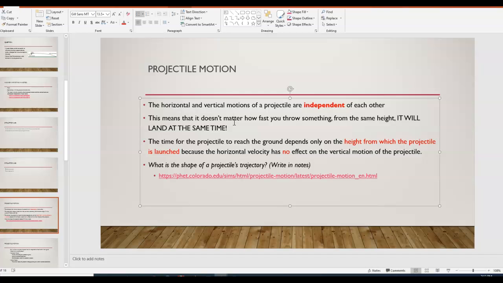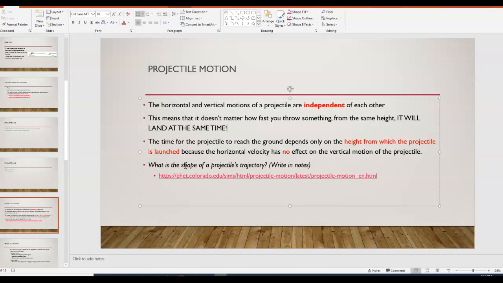That means it doesn't matter how fast you throw something or how fast you shoot something, as long as it's from the same height, and as long as it's thrown or shot completely horizontal, they're going to land at the same time. Now, of course, if you point your gun at the ground and shoot, it's going to hit the ground faster, obviously. But the time for the projectile to reach the ground depends only on the height that the projectile is launched from, because the horizontal velocity is completely independent of the vertical motion.